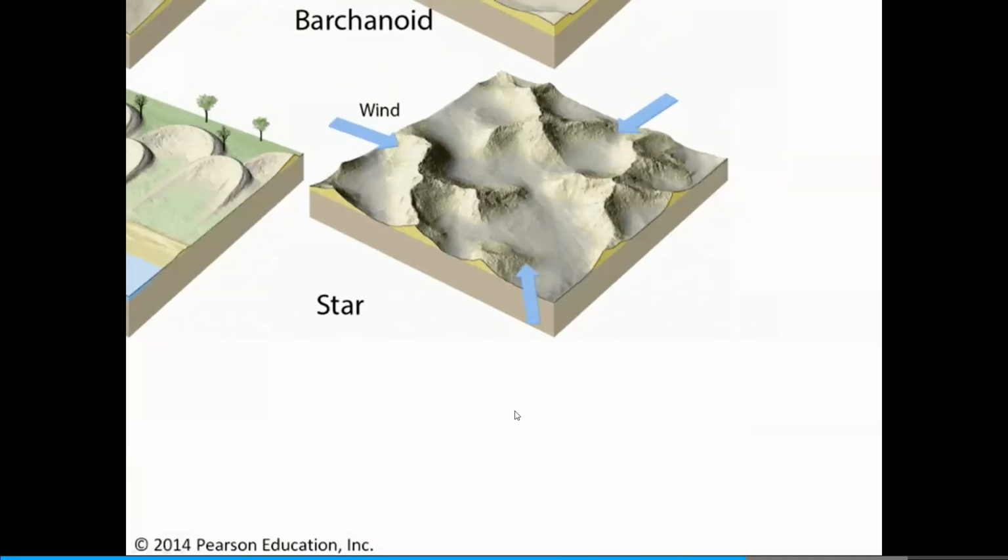Finally, there are star dunes, which have lots of little ridges that emanate out from a central point, and these form in areas where the wind direction is variable.